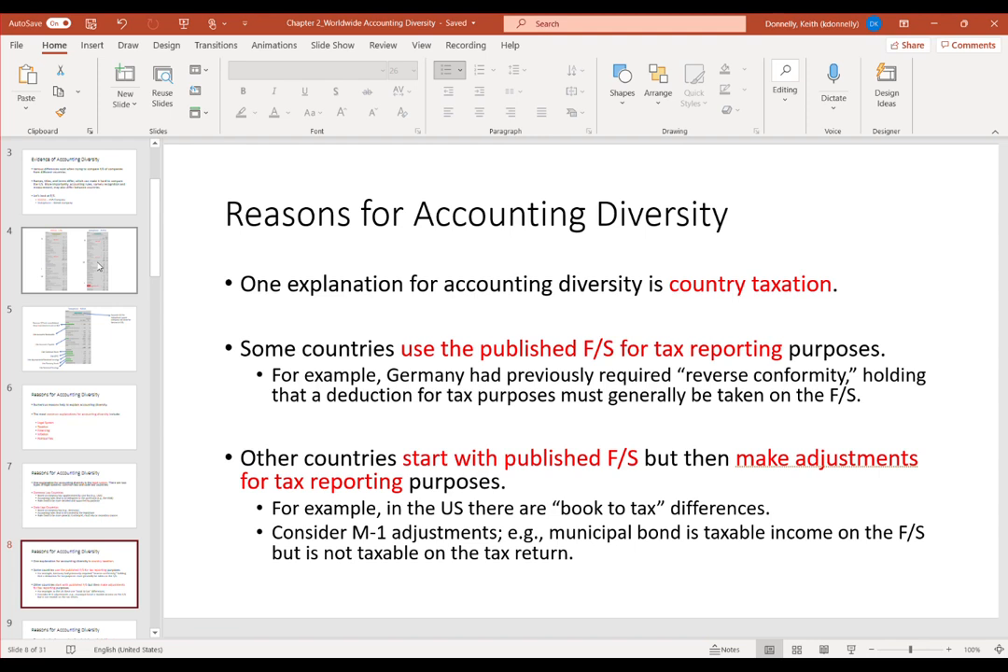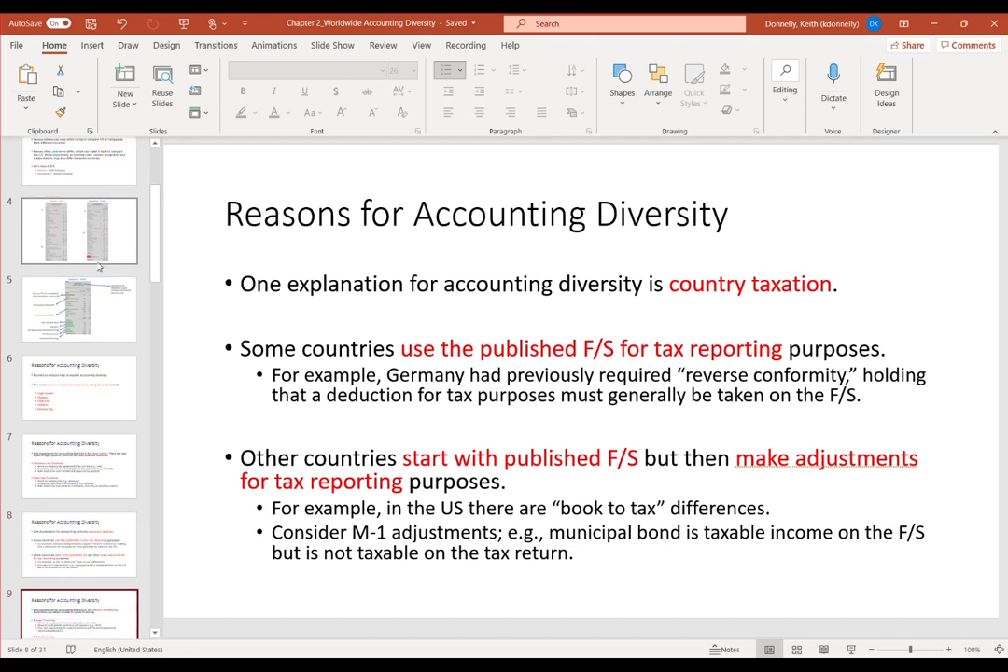Whereas other countries, like for example here in the US, when we're doing taxes, you may start with financial statements, the books and records. Then you would make adjustments to this. So they're like book to tax differences. If you remember tax class, it would be M1 adjustments. So for example, like muni bond income, this would be taxable on the financial statements, but not taxable on the tax return.